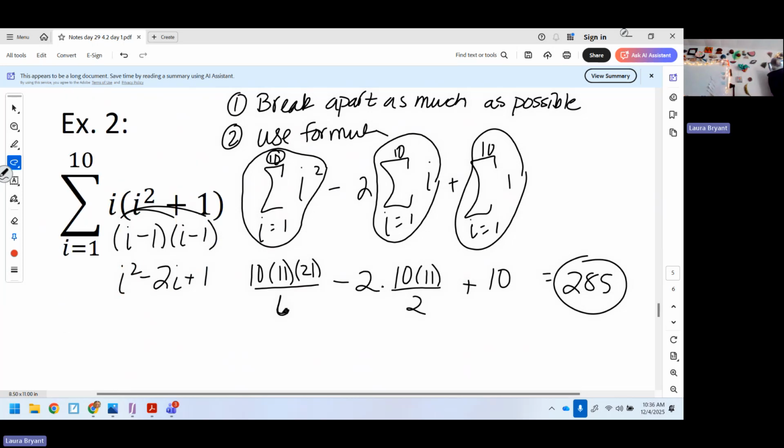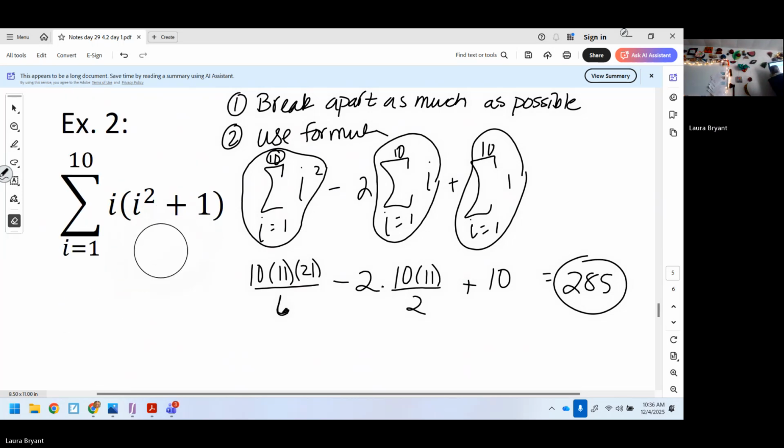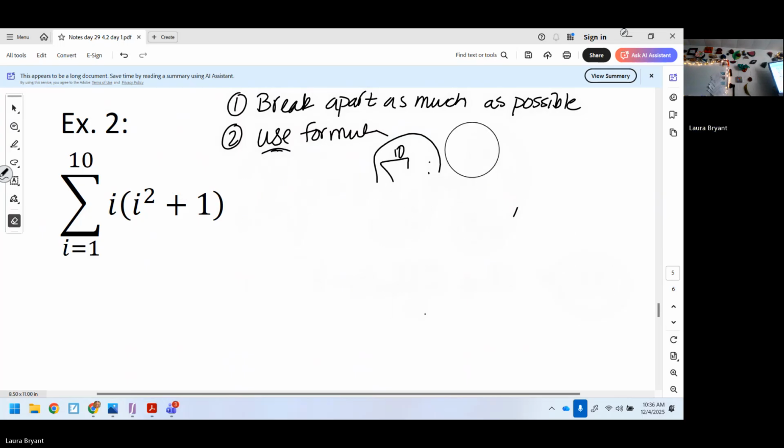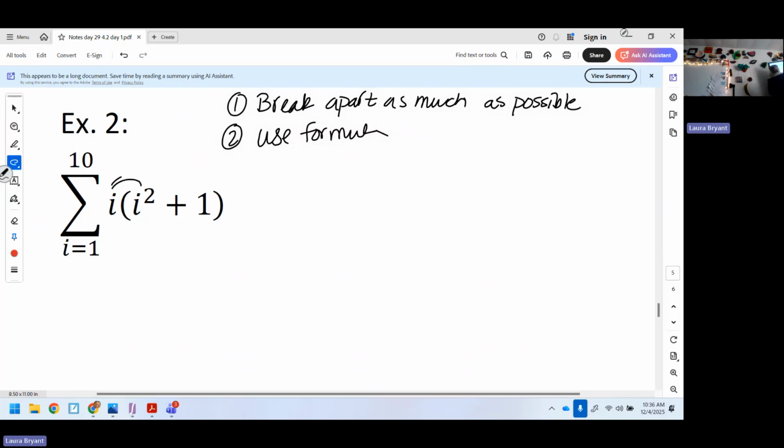Okay, second example, very similar. We're going to break this apart as much as we can first. And so in that case, I would distribute. And now I'll just have 2 summations. So it's going to be summation of I cubed plus summation of I.